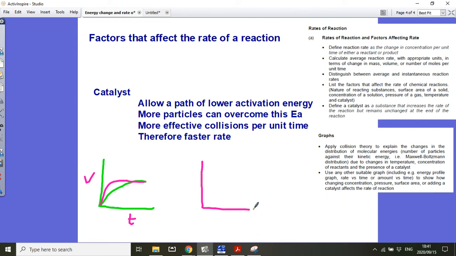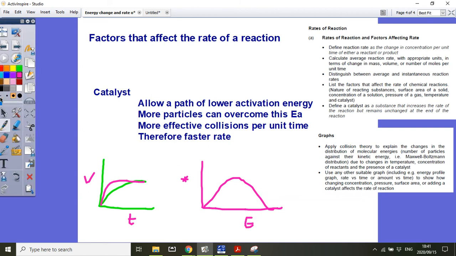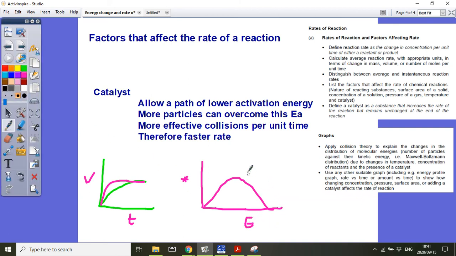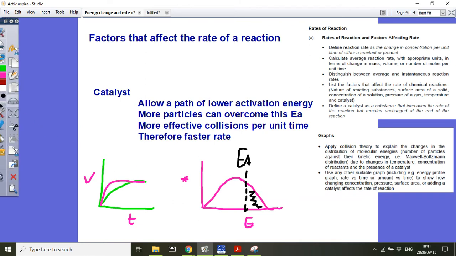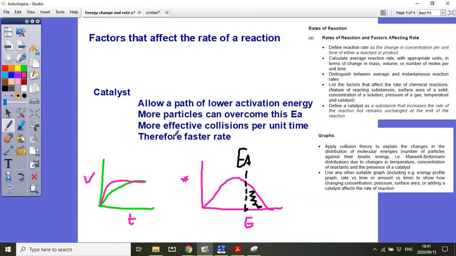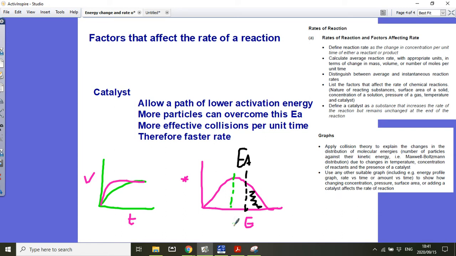For our Maxwell-Boltzmann graph, if that was my original graph like that, now remember this here is particles. This is energy. So they will always give you the original activation energy. So if they give you the original activation energy, it means these particles can react. But nothing else is changing. There are not more particles. They don't have more energy. All I'm doing is I'm allowing a path of lower activation energy.